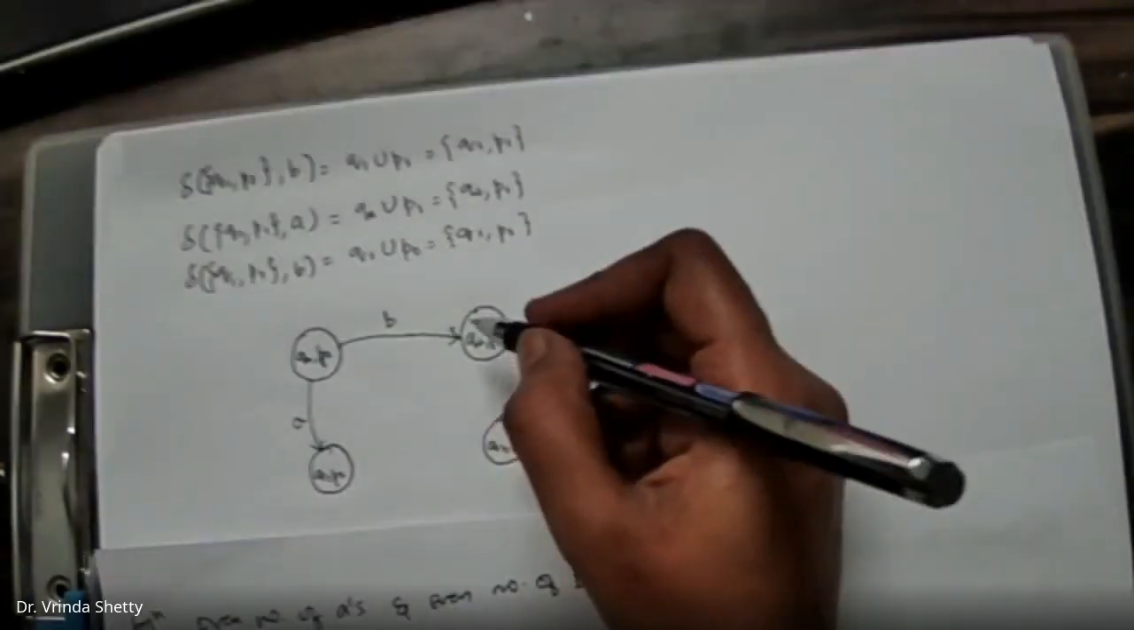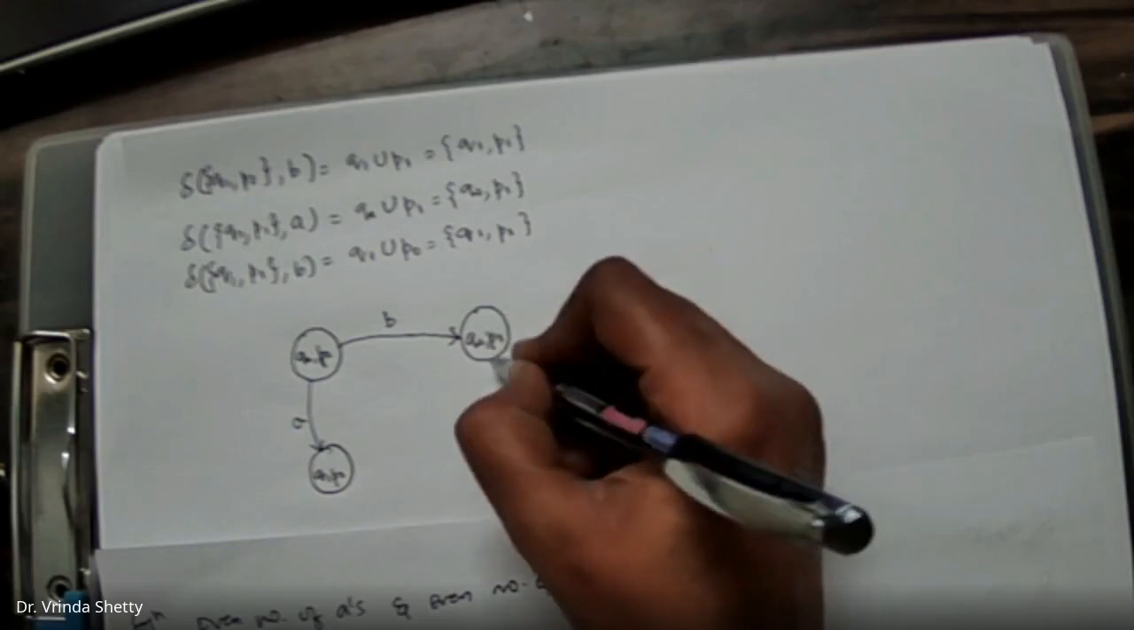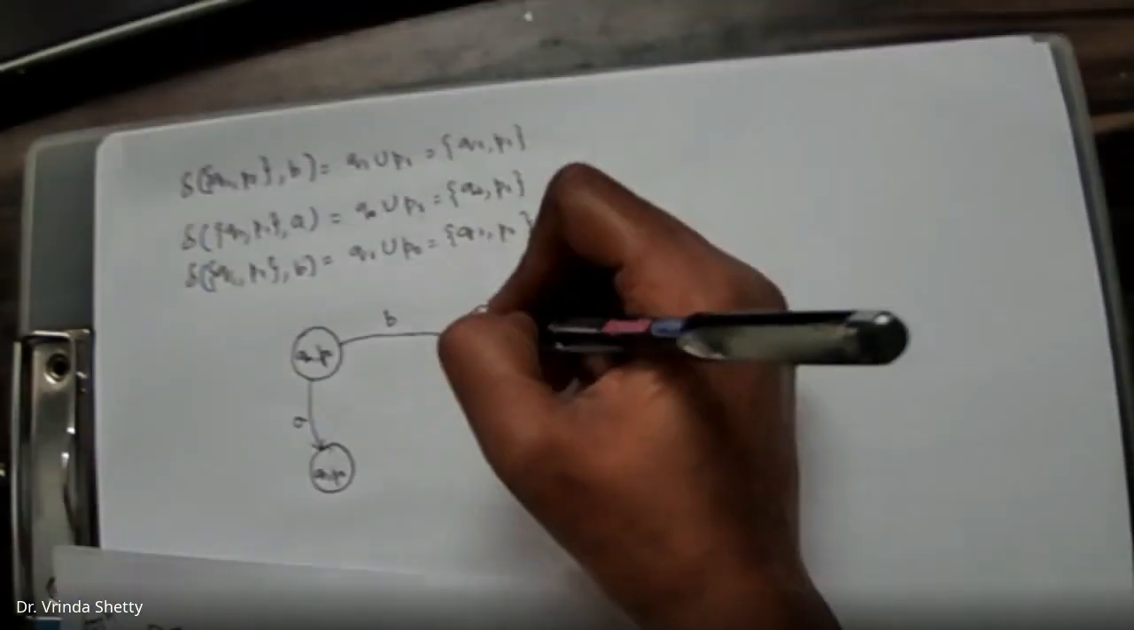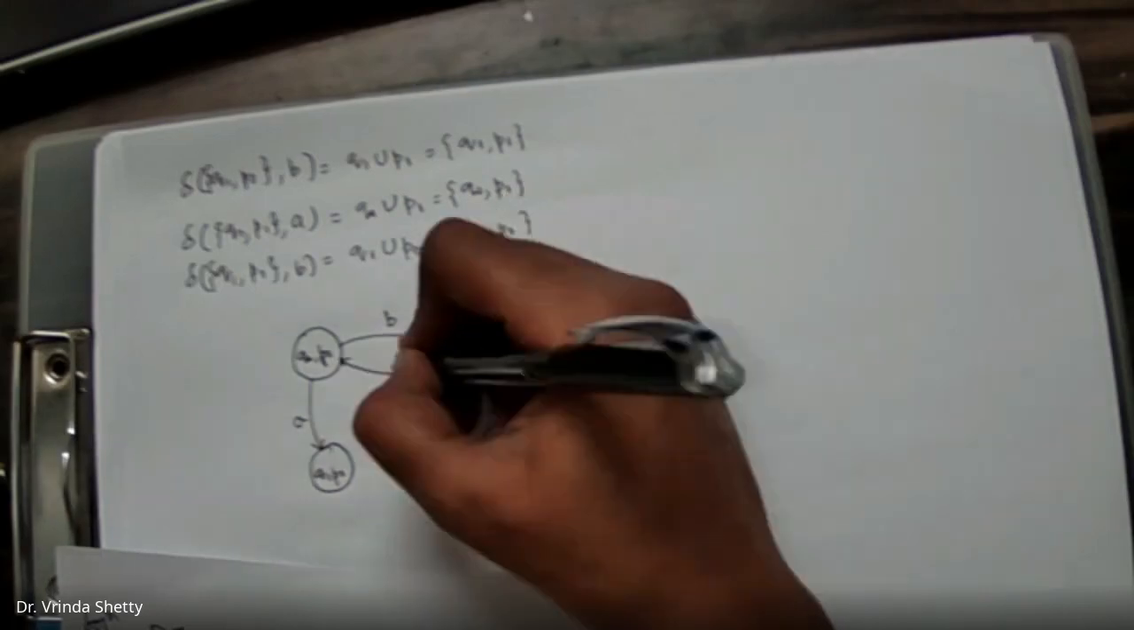Next, Q0 P1 on B, it is going to Q0 P0. Then similarly, next we have Q1 P0. If you check here, we have Q1 P0 on A, where is it going?